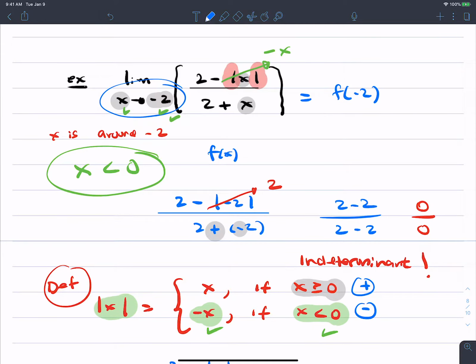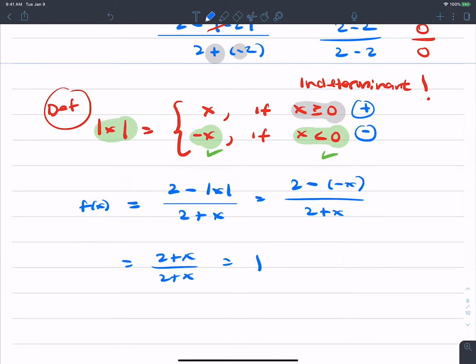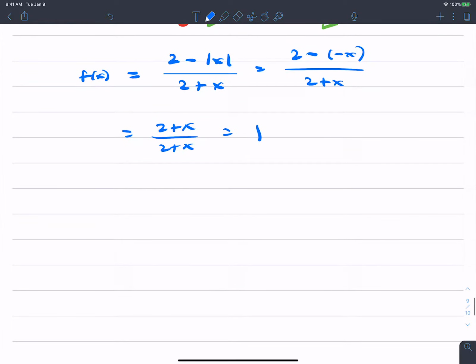What that means is you get 2 minus a negative x over 2 plus x. And algebraically speaking now, you get 2 plus x over 2 plus x, which is really 1. And you say, does that mean the limit as x goes to -2 of that function is really the limit of a constant? Is our g function constant?